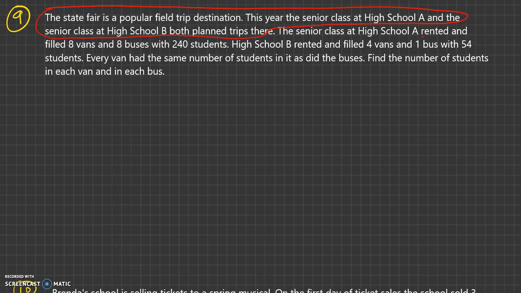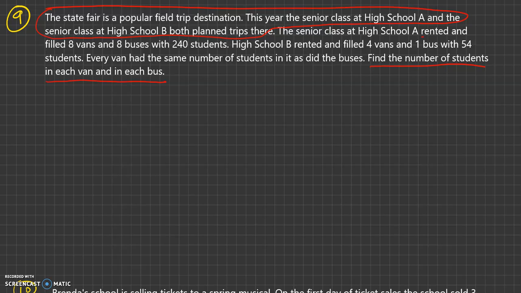The senior class at high school A rented and filled 8 vans and 4 buses with 240 students. High school B rented and filled 4 vans and 1 bus with 54 students. Every van had the same number of students in it, and so did the buses. So all the buses had the same number regardless of the school. All the vans had the same number regardless of the school. So what's our question? Find the number of students in each van and in each bus.